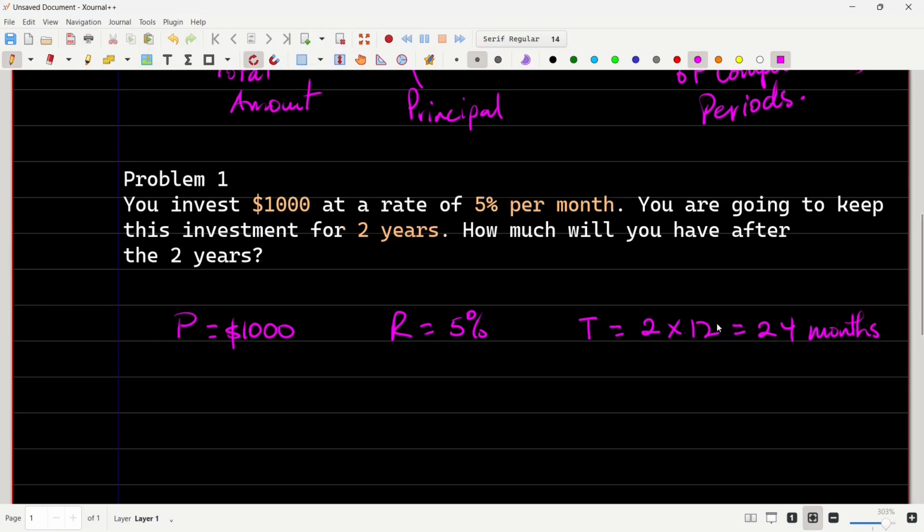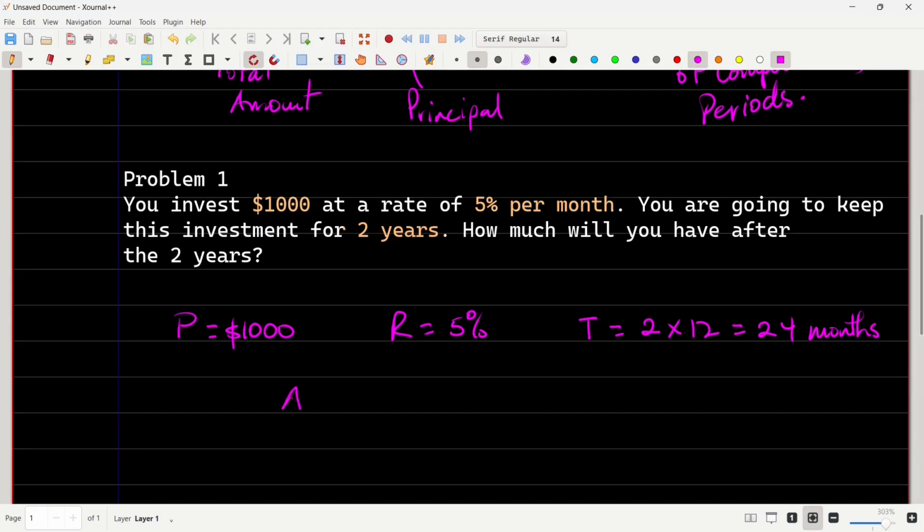So in the time period of 2 years, there's going to be 24 months because we know there are 12 months in a year, and we're getting interest at 5% every month. So we want to find out how many months in that 2 years. All right, so that's pretty straightforward. Now, as I said, all you have to do is simply plug these into the formula.